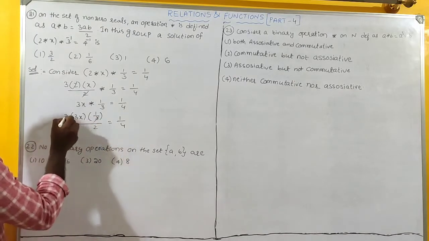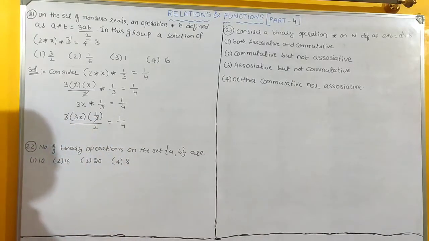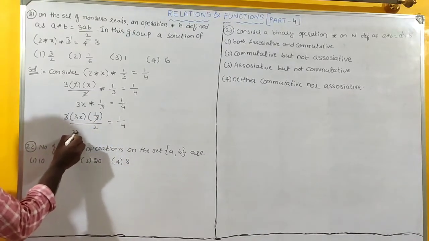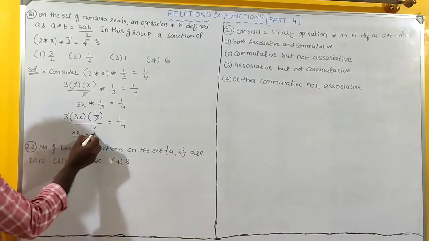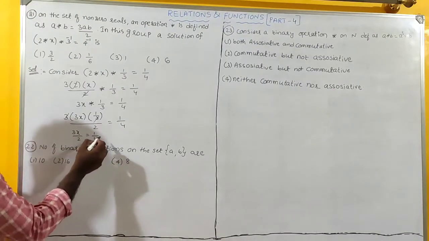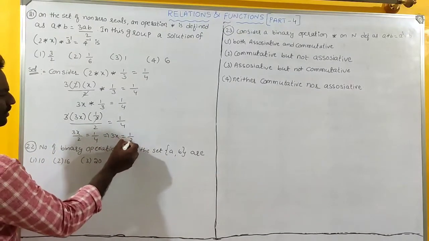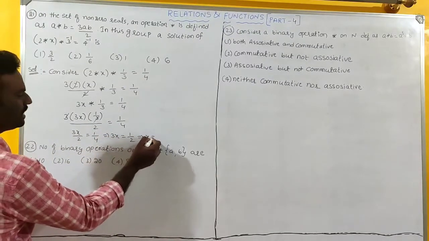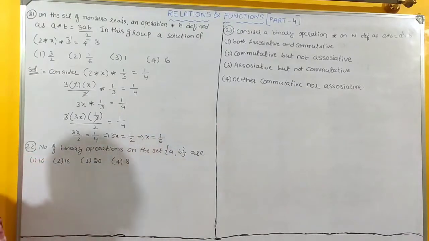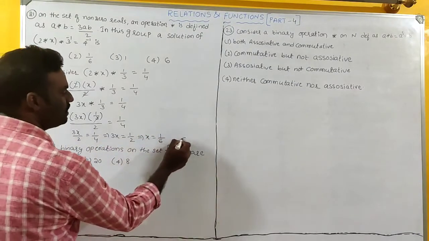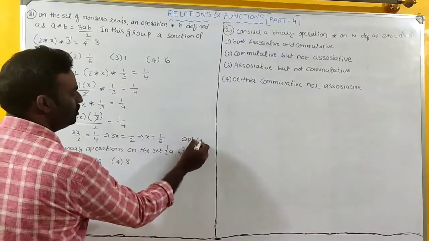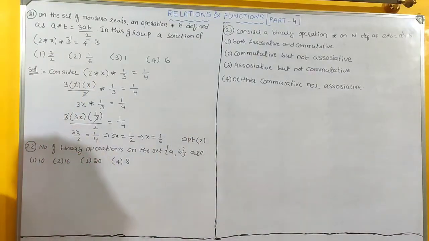Now here 3 gets cancelled. Now 3x by 2 equals 1 by 4. That implies 3x is equal to 2 by 4, that is nothing but 1 by 2. That implies x is equal to 1 by 6. 1 by 6 means option 2 is the correct answer. Now coming to the 22nd question.